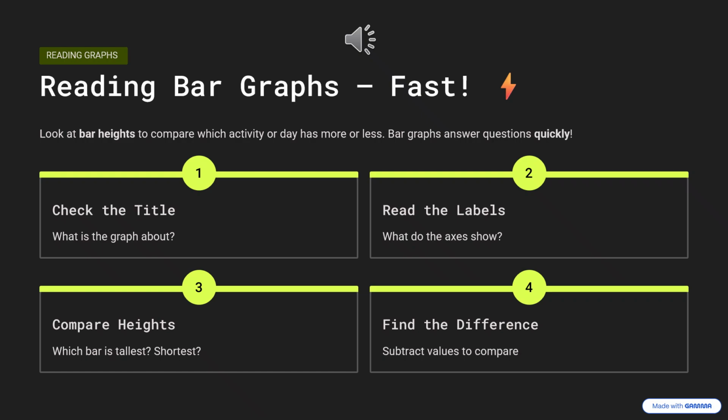When reading a bar graph, follow 4 simple rules. First, read the title. It tells us what the graph is about. Second, look at the labels. What do the bars represent? Third, compare the heights. Which bar is tallest? Which is shortest? Finally, find the difference between two bars. If you follow these 4 steps, reading any graph becomes easy.